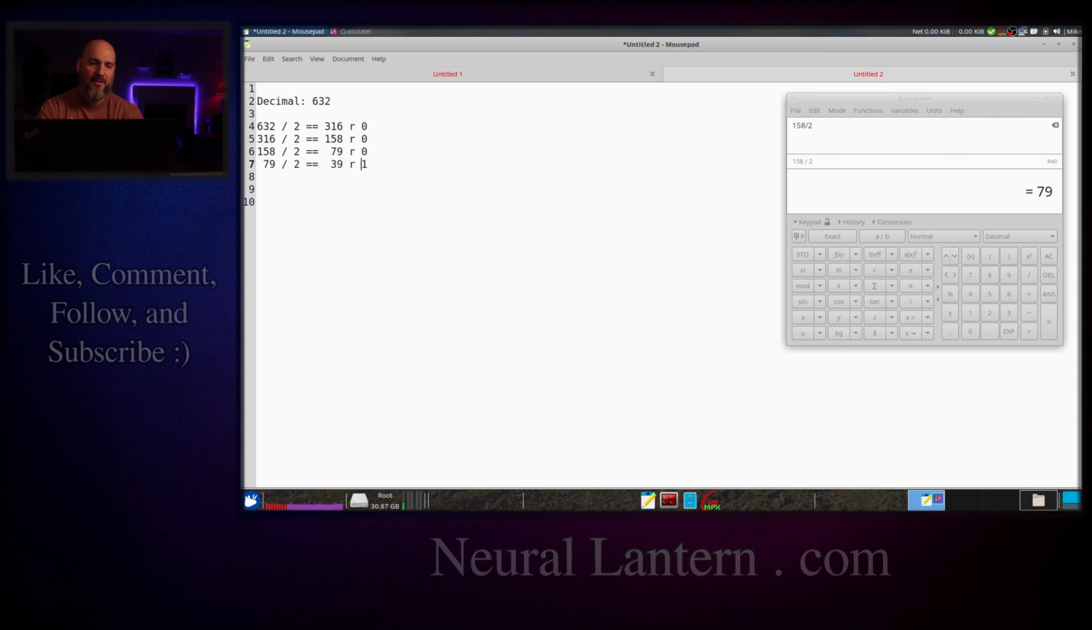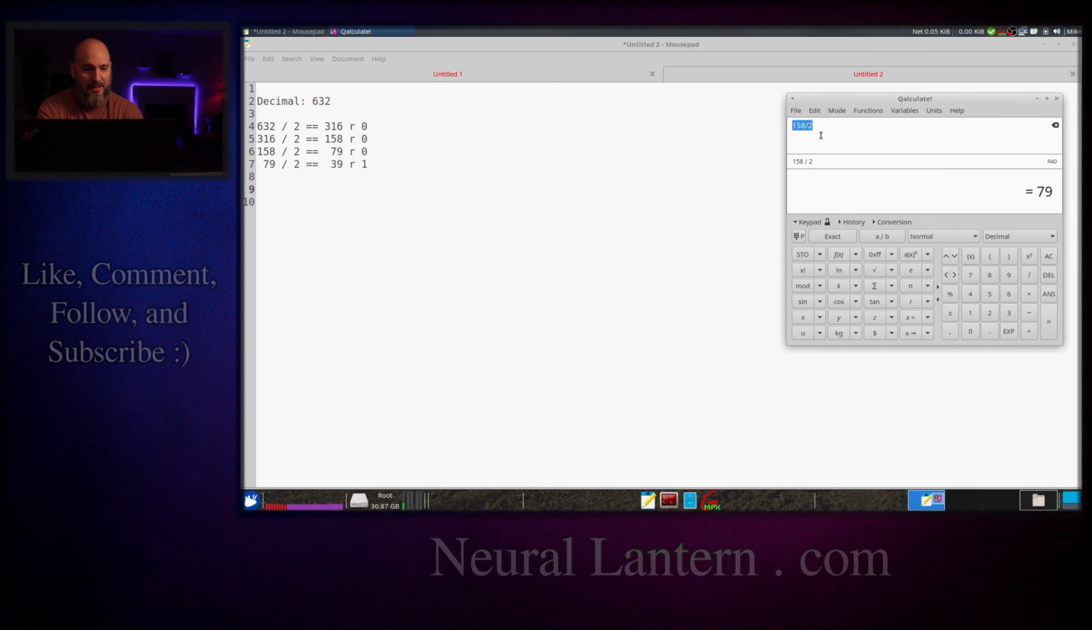We know it's remainder 1 because 79 is odd. If it was 80 divided by 2, it would have been 40. So let's just double check real fast to make sure that we're getting it right. It's easy to get things wrong if you're not double checking yourself. 39. Okay, so then we'll do 39 divided by 2.